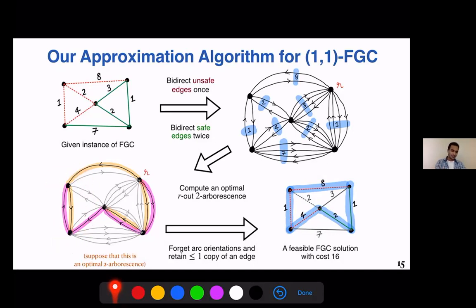And why does this happen? Because observe that for each unsafe edge, we only bidirected it once, which means that the two incoming unsafe arcs couldn't have originated from the same unsafe edge. So we have two distinct unsafe edges, which contribute two unsafe arcs entering a cut. So overall, this shows that the solution we obtained from this algorithm is feasible for FGC.